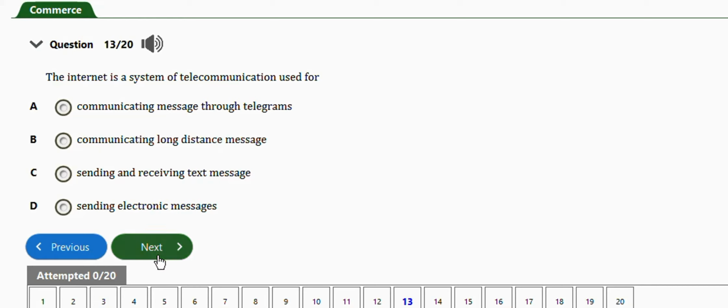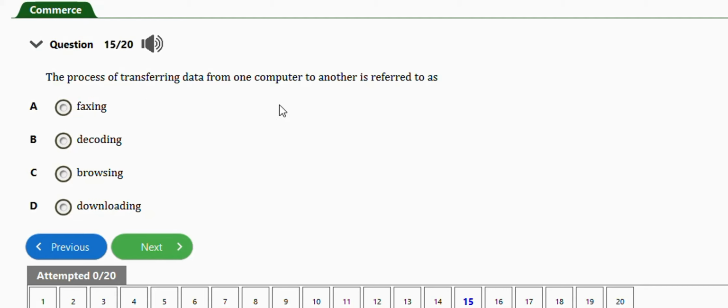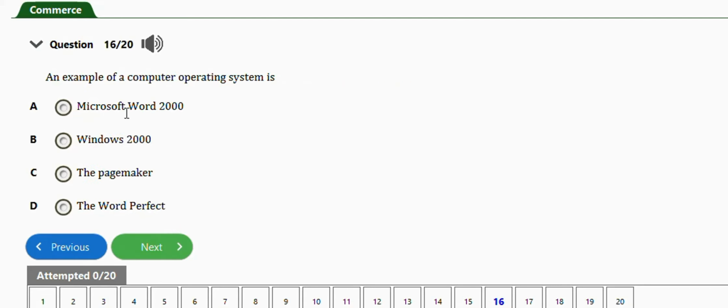Okay, next question says the distinctive advantage of global system for mobile communication is question. Mobility is the right answer. Option B. Next question says the process of transferring data from one computer to another is first downloading. Repeat question. This one. An example of a computer operating system is Microsoft Word 2000. No, Windows 2000. Yes. The right answer is option B.